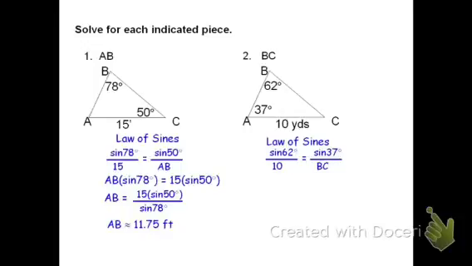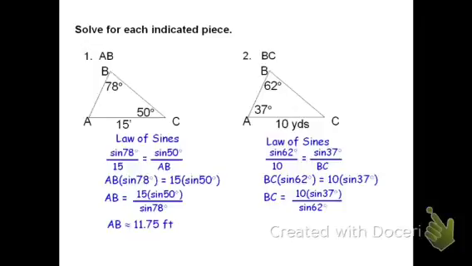We'll go ahead and cross multiply. This is BC sine of 62 degrees equals the 10 sine of 37 degrees. To get the exact answer, I need to solve for BC, which means I'll divide both sides by the sine of 62 degrees and get that BC is 10 sine of 37 degrees divided by the sine of 62 degrees.